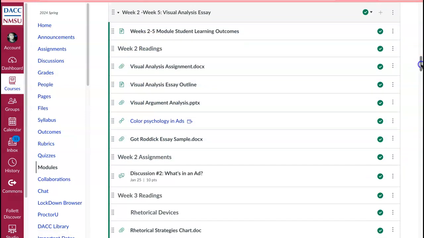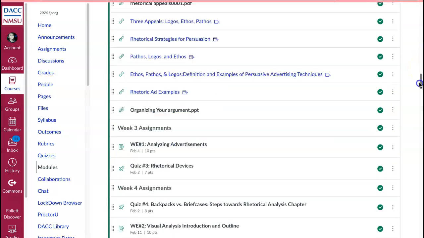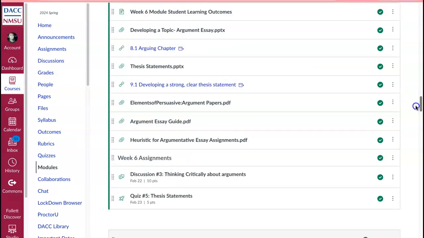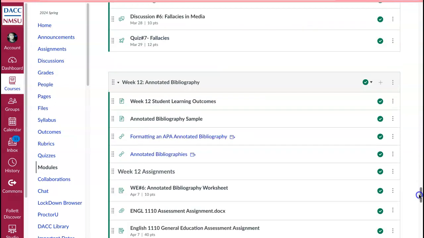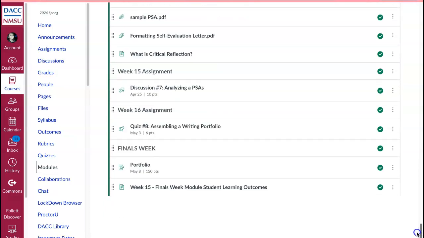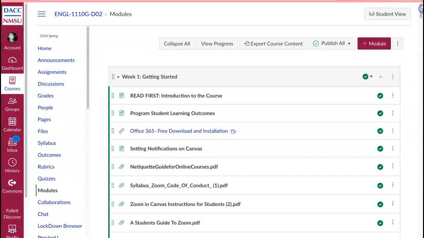And then I do have it separated by assignments and readings, so it lets you know what you have to read for week 2 and what assignment we're doing for week 2. So each module, like I said, is separated into readings as well as assignments to keep track of everything, and it goes like this all the way to the very end, which is finals week. So like I was saying, this is the best way to stay organized and to know what's going on weekly.